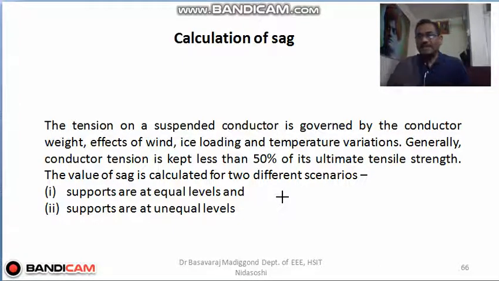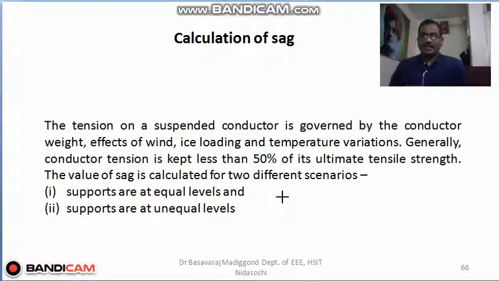Okay, what is this ultimate tensile strength? This is the maximum strength that a conductor can withstand. So the working tension, the conductor tension, is always 50% of its maximum withstanding ultimate tensile strength. For example, if the conductor can withstand a maximum weight of 2000 kg, then we can put only up to 1000 kg on the conductor, not more than that. Generally we give a factor of safety of 2.